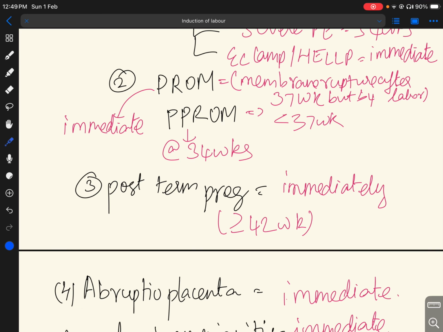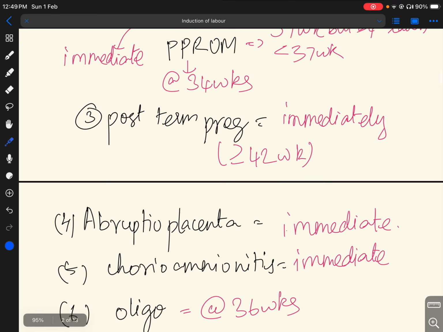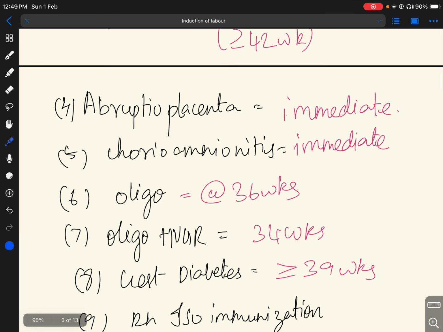We'll be doing it immediately in postterm pregnancy, because the days have already crossed greater than 42 weeks. In case of abruptio placenta, we'll be doing it immediately. In case of chorioamnionitis, we'll be doing it immediately. In case of oligohydramnios, we'll be doing it at 36 weeks. In case of oligohydramnios along with IUGR, we'll be doing it at 34 weeks.